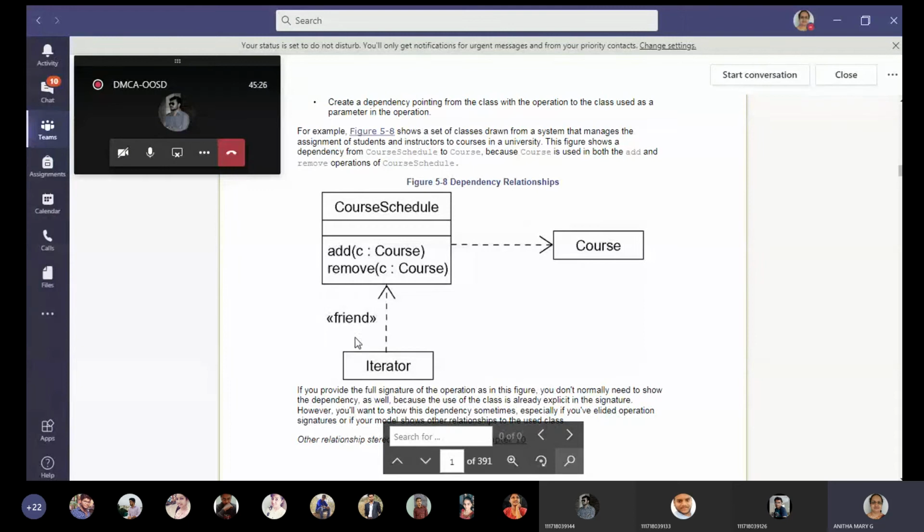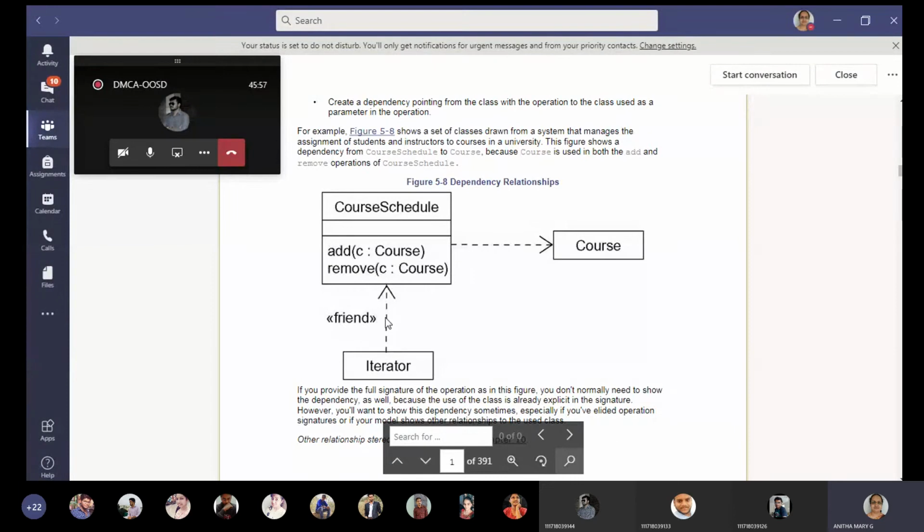Just as you have friend functions in C++, similarly here, for a dependency, we can give a stereotype as friend. We'll be studying these things in detail in advanced relationships. See, relationships we studied in basic building blocks. Today we are learning about relationships, and we have one more chapter, advanced relationships, where we are going to study the different flavors of dependency.